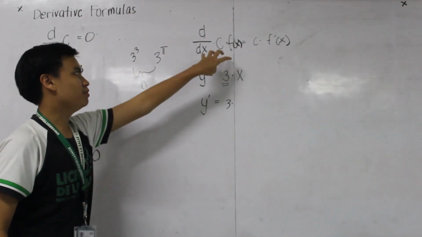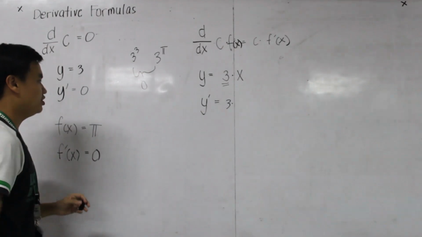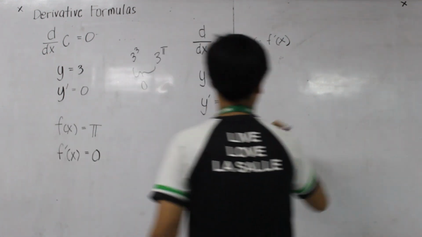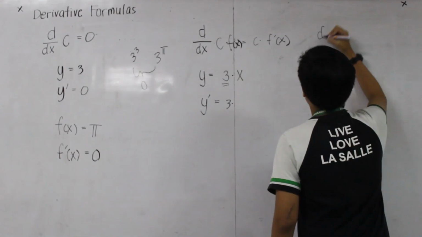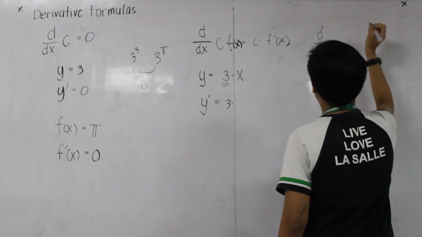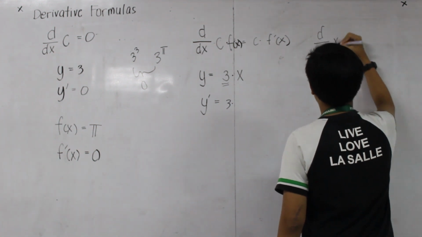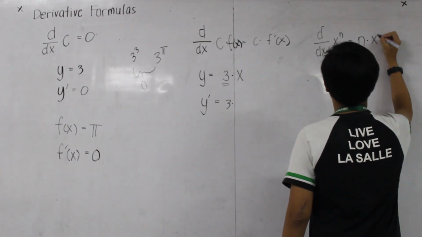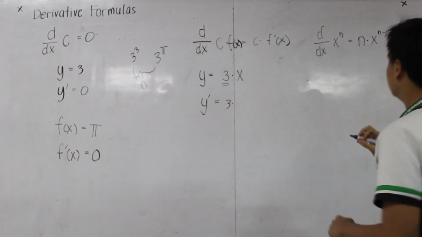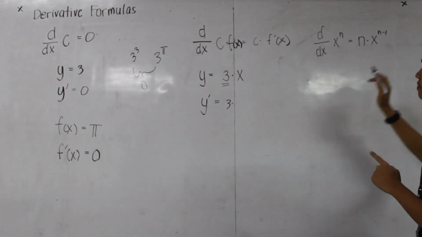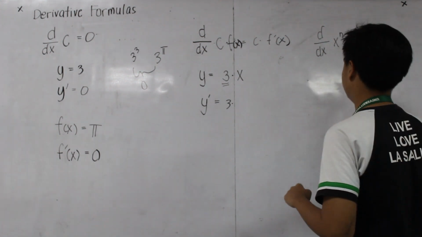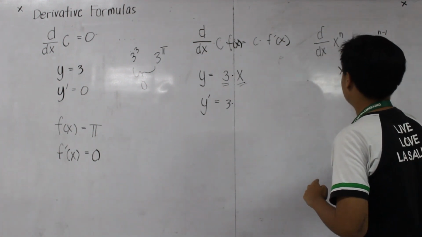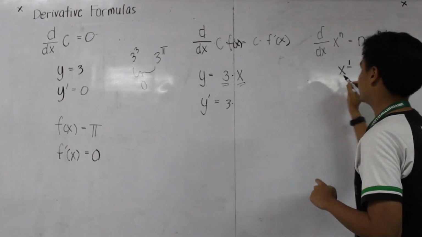Before we move into this, first I'll introduce this formula: d over dx of x to the power of n is equal to n times x to the power of n minus 1. So this is the formula. Given that we have this x right here, it is x to the power of 1.